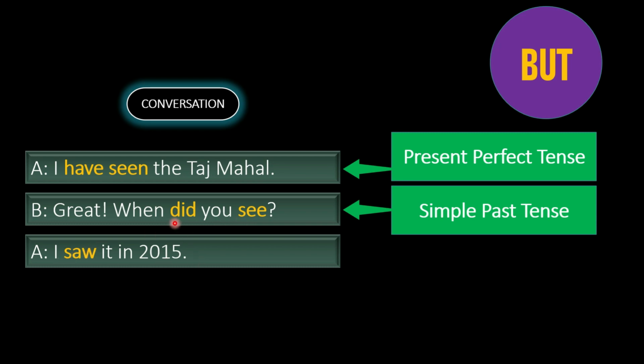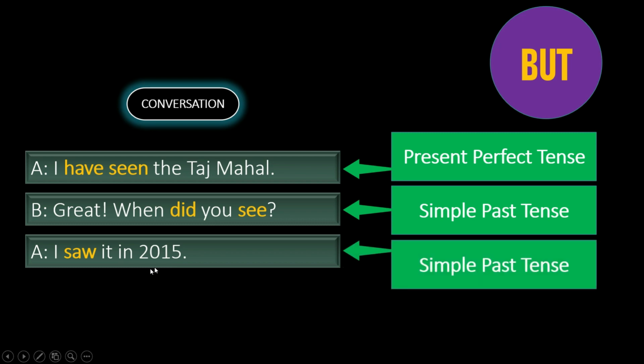Remember this rule here. When somebody asks a question in a particular tense, the answer must be in the same tense. When did you see? I saw it in 2015. So this is simple past. Did plus see, when you put them together, they become saw. I saw it in 2015. The rule is did plus V1 is equal to V2.